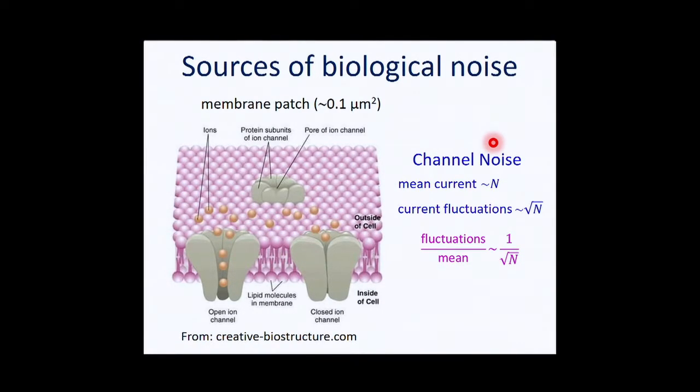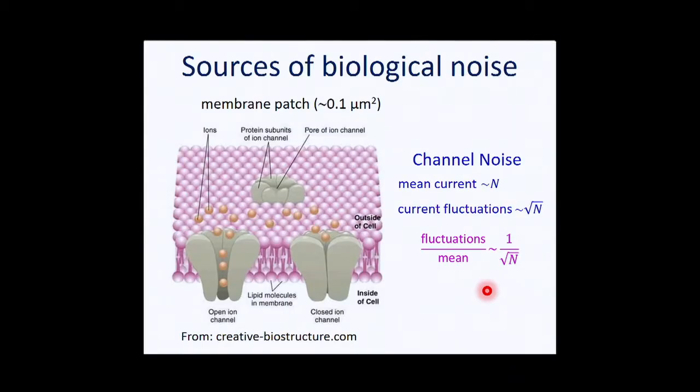The important idea to keep in mind here from this representation is that the mean current that causes the electrical discharge scales linearly with the number of channels. The more channels are open, the stronger the current that flows through the membrane, so the stronger the electrical discharge. But the current fluctuations due to Brownian motion of the ion channels in the membrane scale like the square root of the number of channels. That's very important, because what that tells us is that the fluctuations of the current relative to the mean go like 1 over the square root of n.